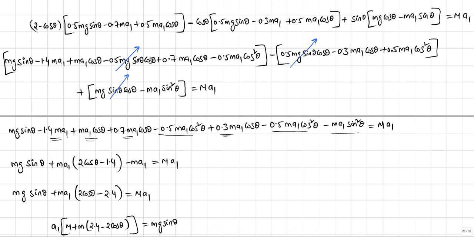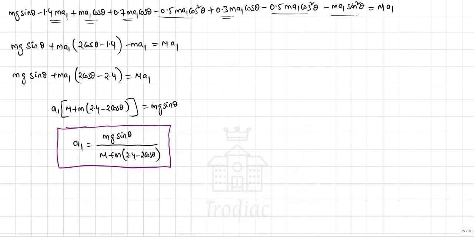So from here we get mg sin theta plus m a1 into (2 cos theta minus 2.4) equal to capital M a1. So from here we get the acceleration equal to mg sin theta by (capital M plus small m) into (2.4 minus 2 cos theta). Theta is the angle of the wedge. We know that capital M and small m are known. So this is the acceleration of the wedge.